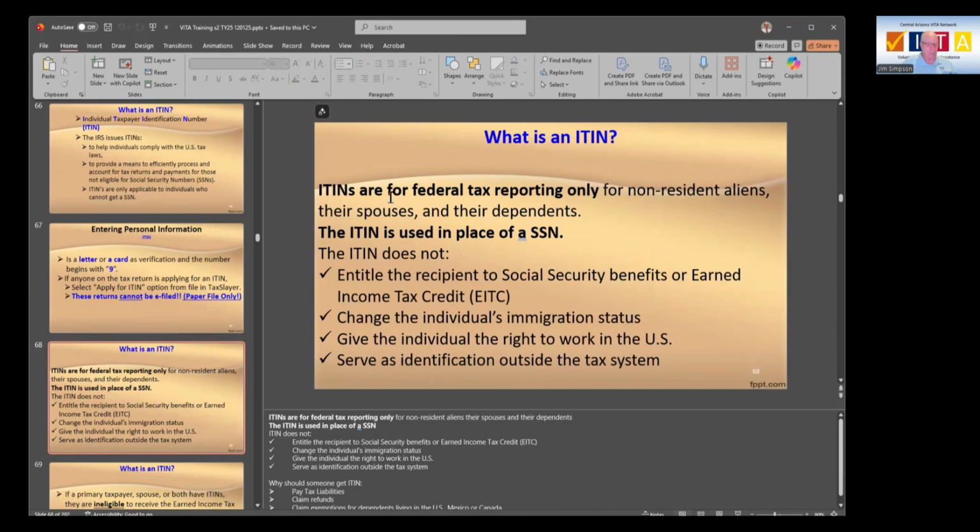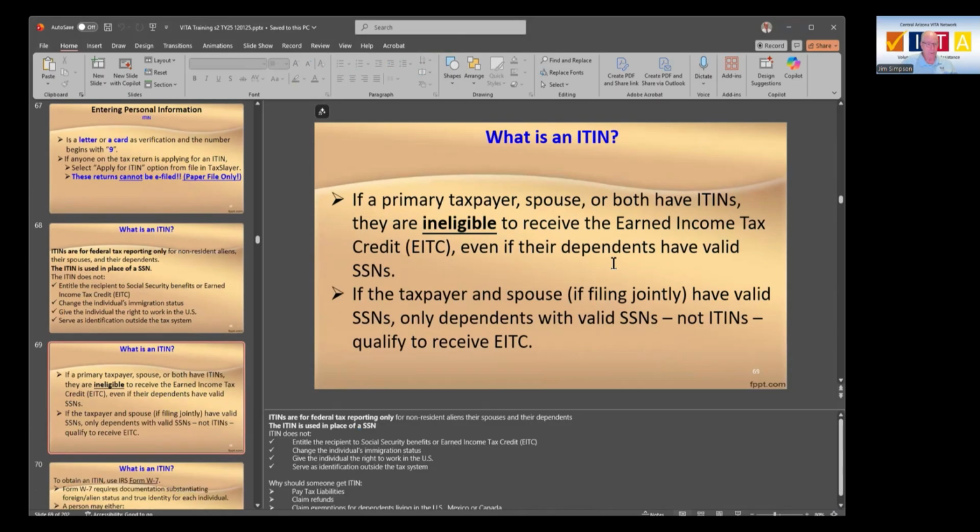I maybe said some of this, but let's look at some of this here too. The ITIN is used in place of the social security number. It doesn't entitle them to any social security benefits or the earned income tax credit. Okay. It doesn't change their immigration status. It doesn't give them the right to work. It doesn't serve as any kind of identification. It's simply to comply with the tax laws.